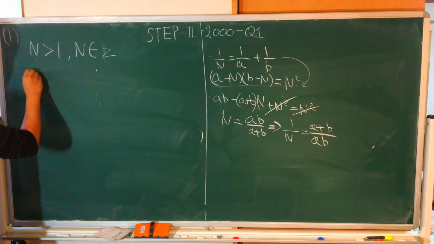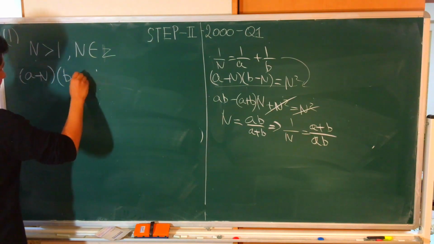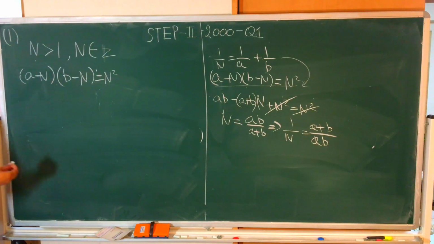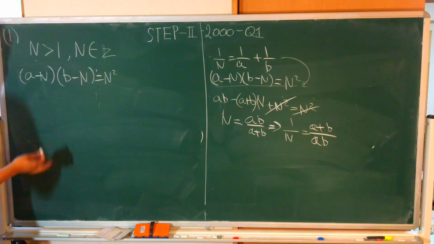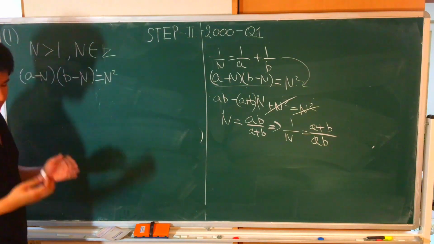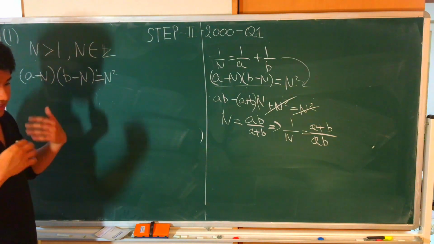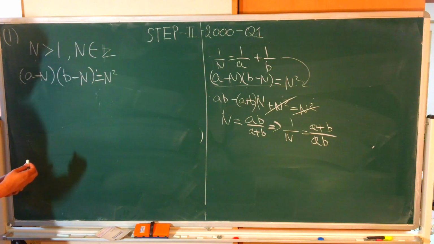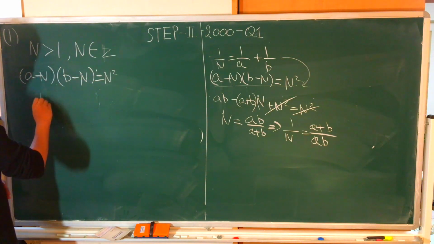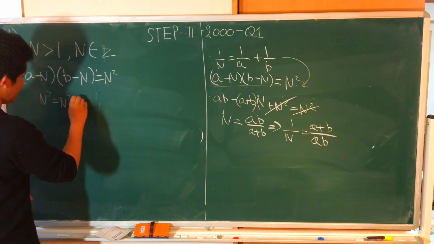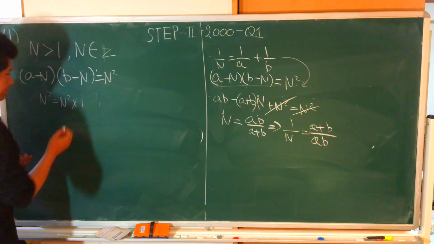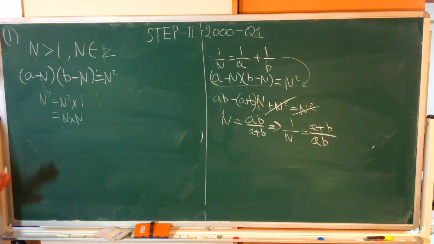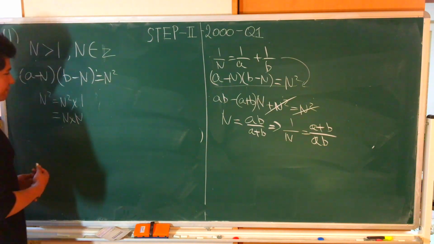Now, a minus n, b minus n equals n squared. Okay, if n is a prime number, it has no factors other than itself or 1. Therefore, the only ways to express n squared in terms of its factors are n squared times 1, or n times n. These are the only two ways to express n squared as a product of its factors.